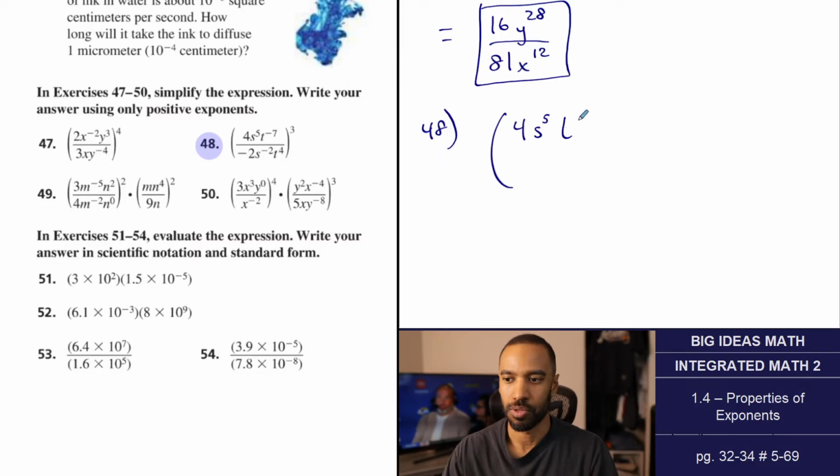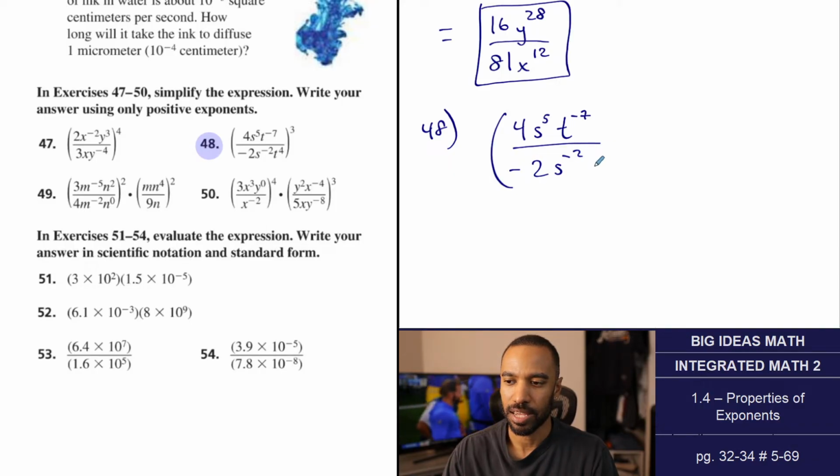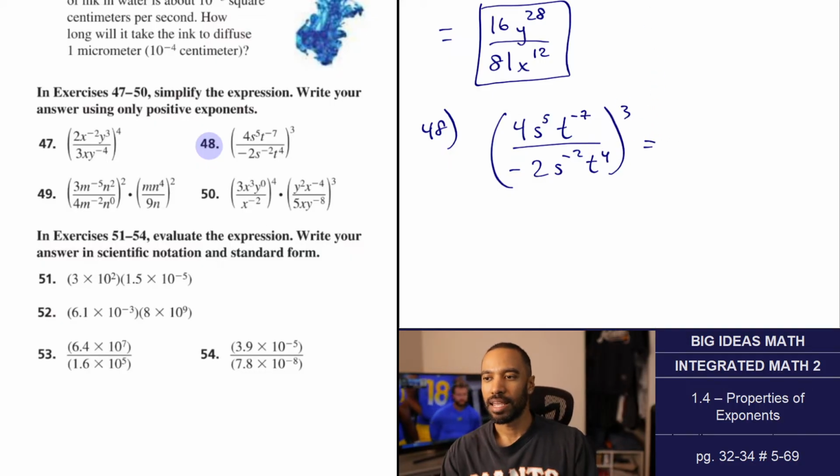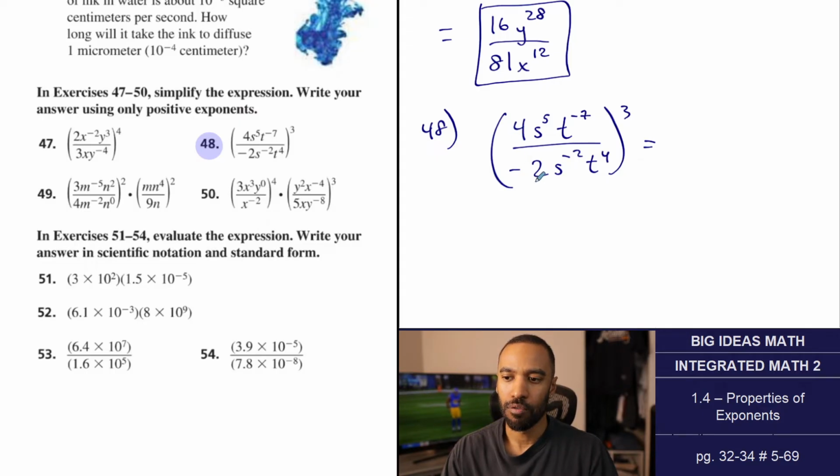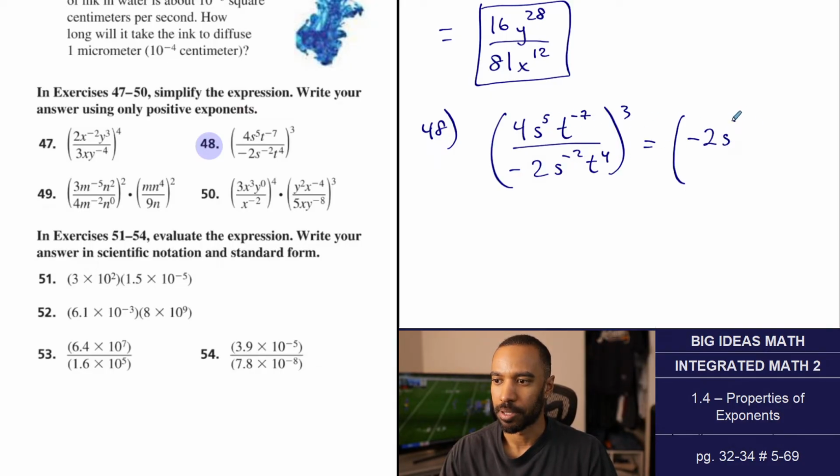T to the negative, let's do that again. T to the negative 7th over negative 2 s to the negative 2nd times t to the 4th, all raised to the 3rd. Okay, without writing any marker stuff, I have 4 over negative 2, which is negative 2. That's in the numerator. S to the 5th is still on top here. I'm going to bring up s to the negative 2nd to be s to the positive 2nd up here. I will bring down the t to the negative 7th to become t to the positive 7th and multiply that by the t to the 4th.